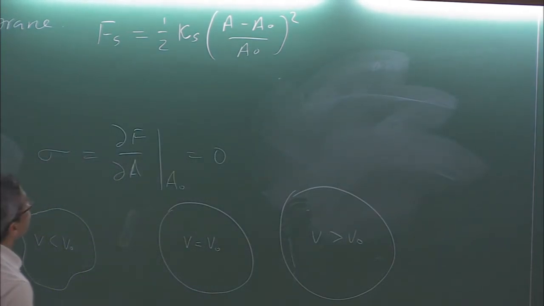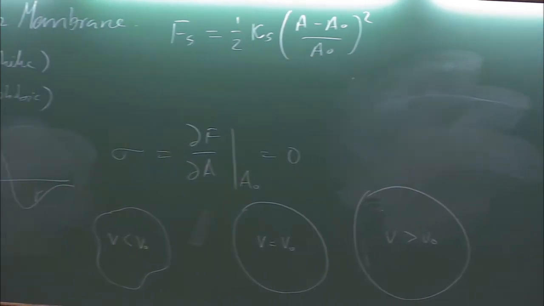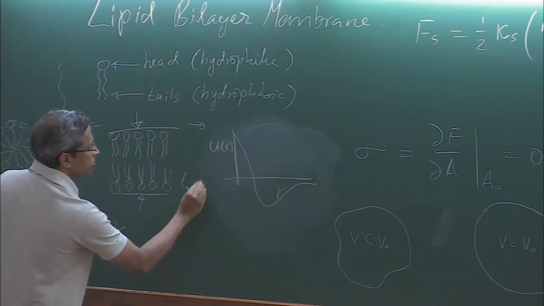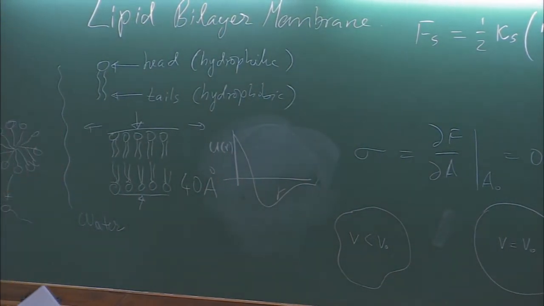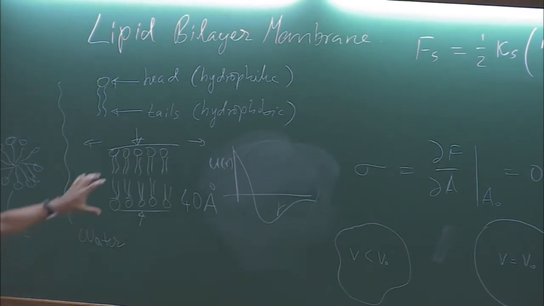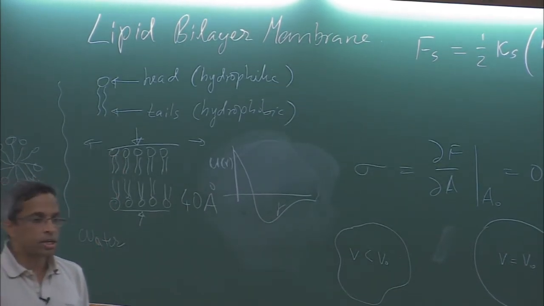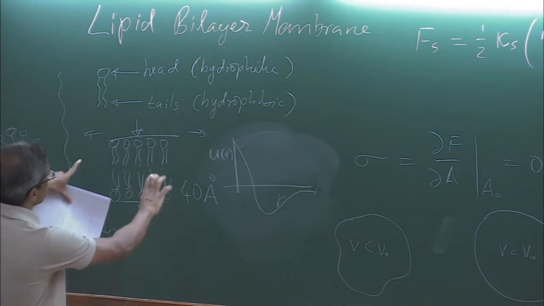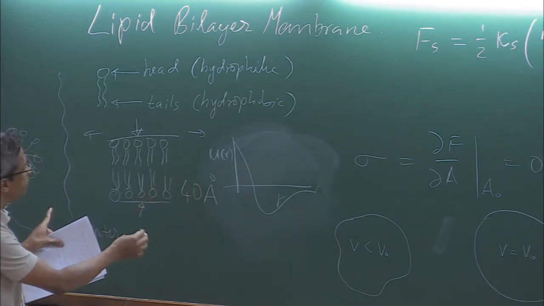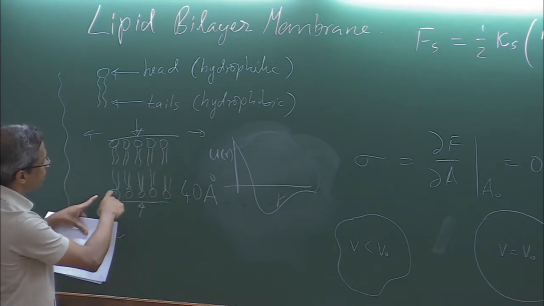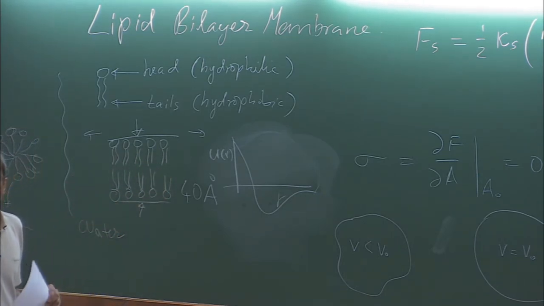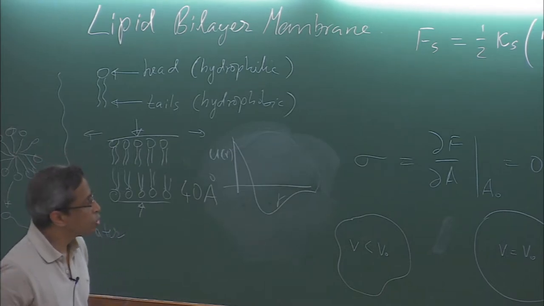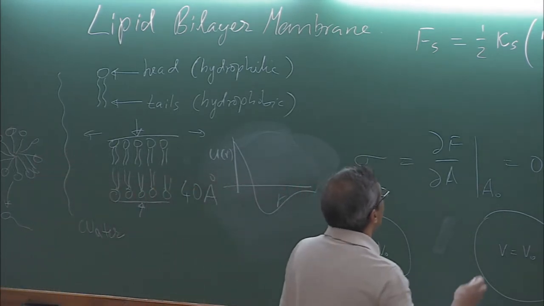So this is not the only elasticity which the membrane has. By the way, the thickness of this membrane is about 40 angstrom, typically. And because it has a finite thickness, it also costs energy to bend this membrane. You can easily imagine that if I try to take this membrane and bend it, I am stretching the outer leaflet and compressing the inner leaflet, and this costs energy. So I should also have an energy cost for bending.